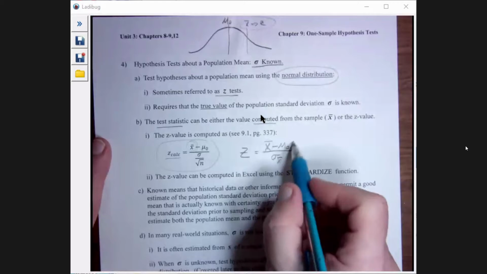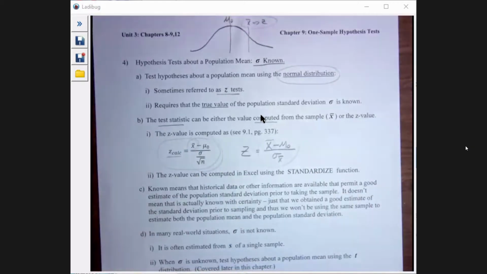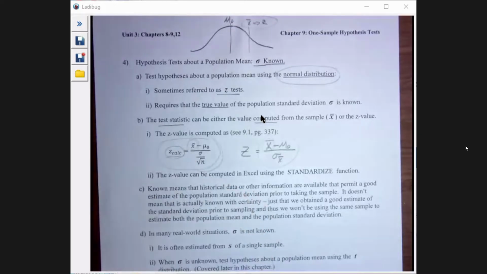Notice this is that. That's all we're doing. We're applying that formula we learned way back in chapter one, in unit 1, to computing a z-value for our test statistic. Does everybody understand that? Okay.